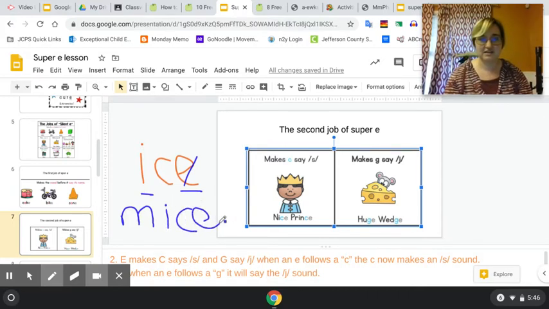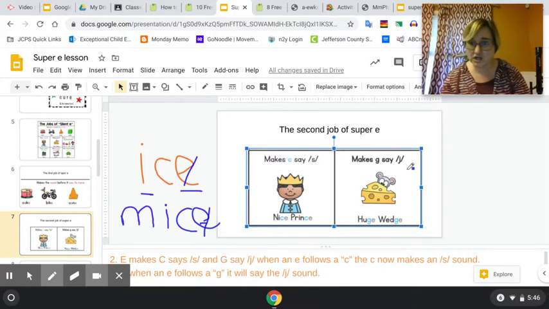M-I-C-E. That magic E, that bossy E, that E is very important. He's going to take that C and make it say S, and he's going to make that I say I, its long sound. So we have mice.